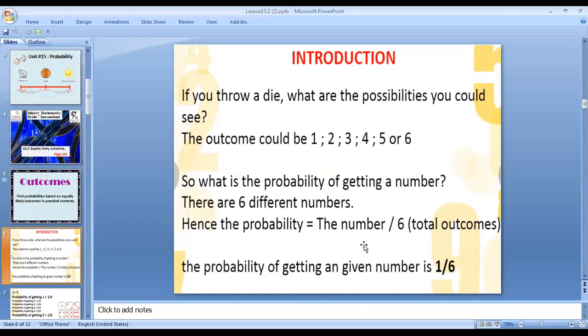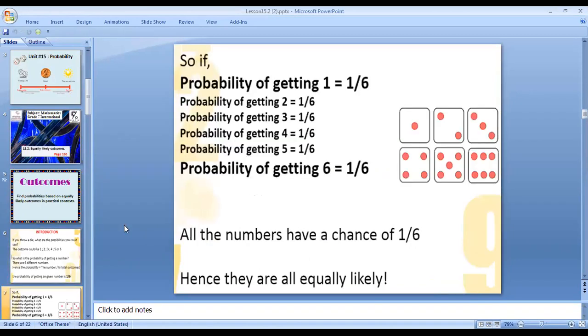We say that the dice is an event with equally likely outcomes because in the dice we might get number 1 or 2 or 3 or 4 or 5 or 6. Any of these faces is just one face out of 6 faces. So all the numbers have a chance of 1 over 6. So this is an equally likely outcome.